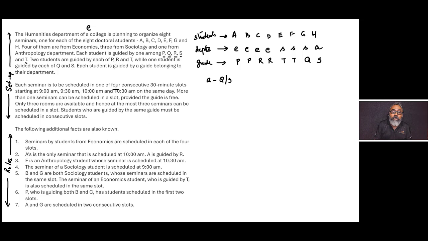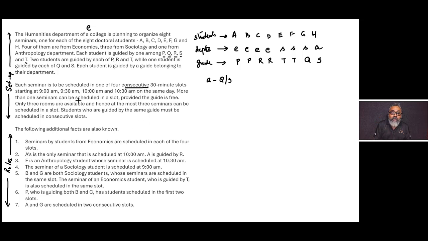Each seminar is to be scheduled in one of the 4 consecutive 30-minute slots starting at 9 a.m., 9:30 a.m., 10 a.m. and 10:30 a.m. So there is some sequencing that is happening, but there are just 4 slots. You have to place 8 students. Therefore, within each slot, we're going to have multiple students.